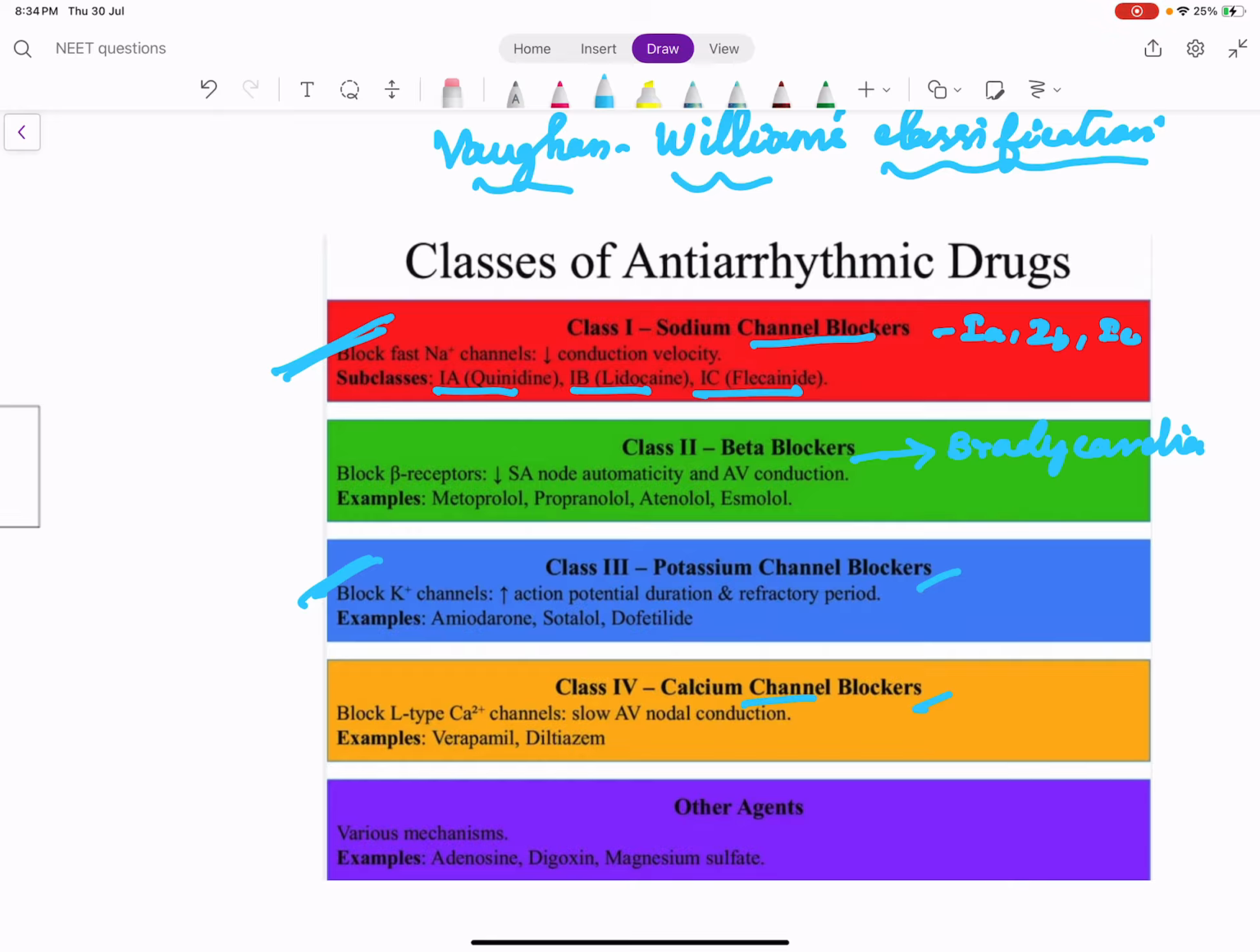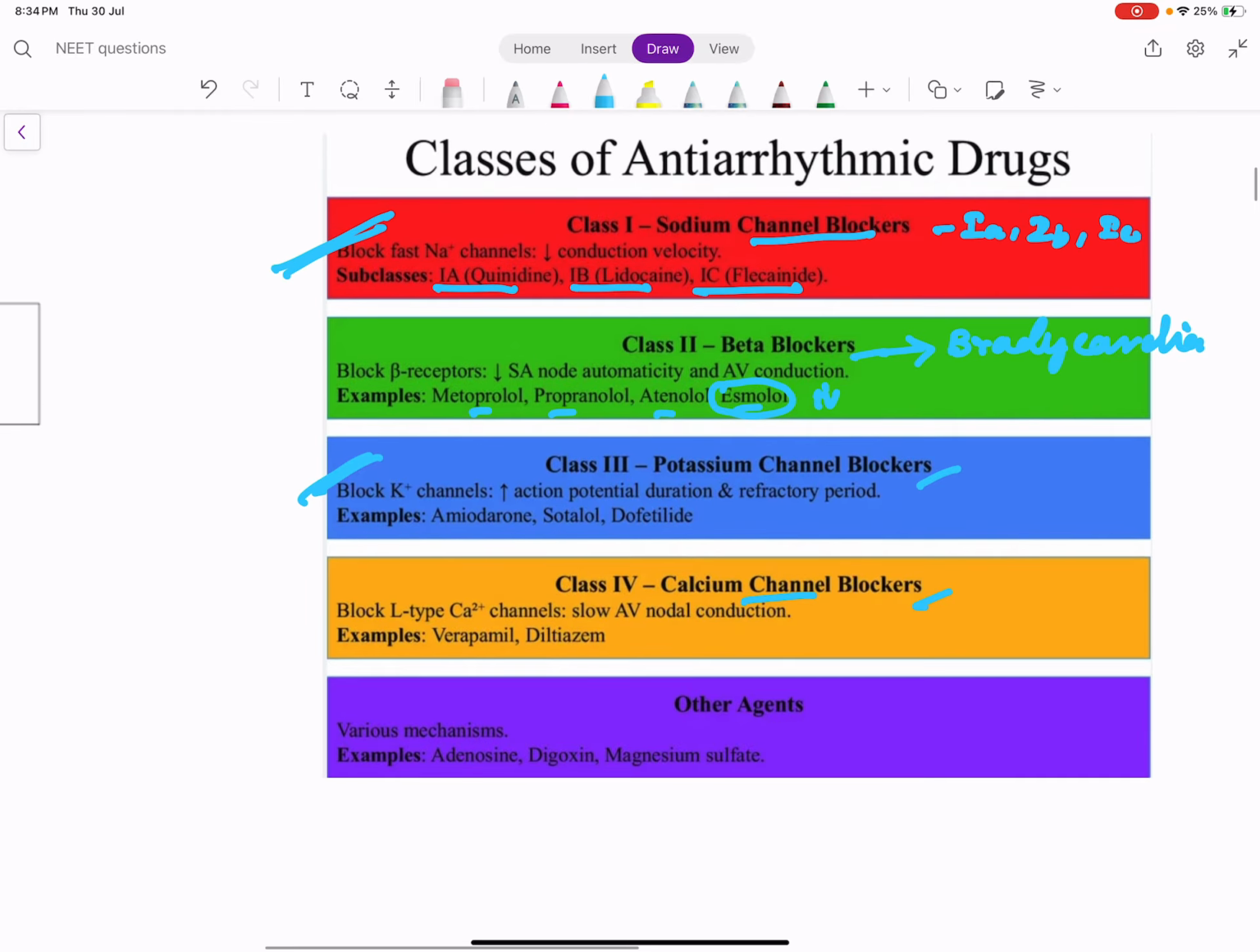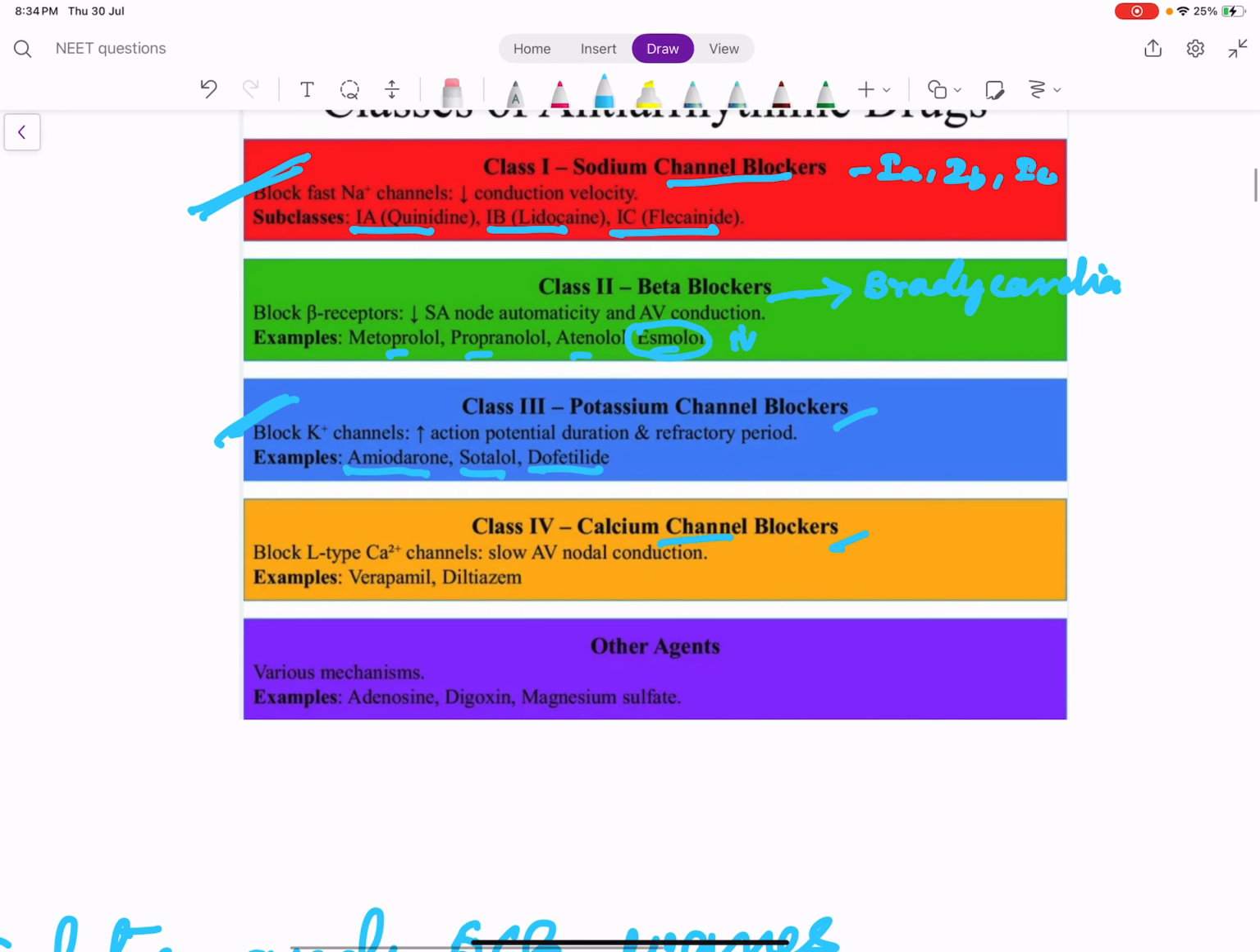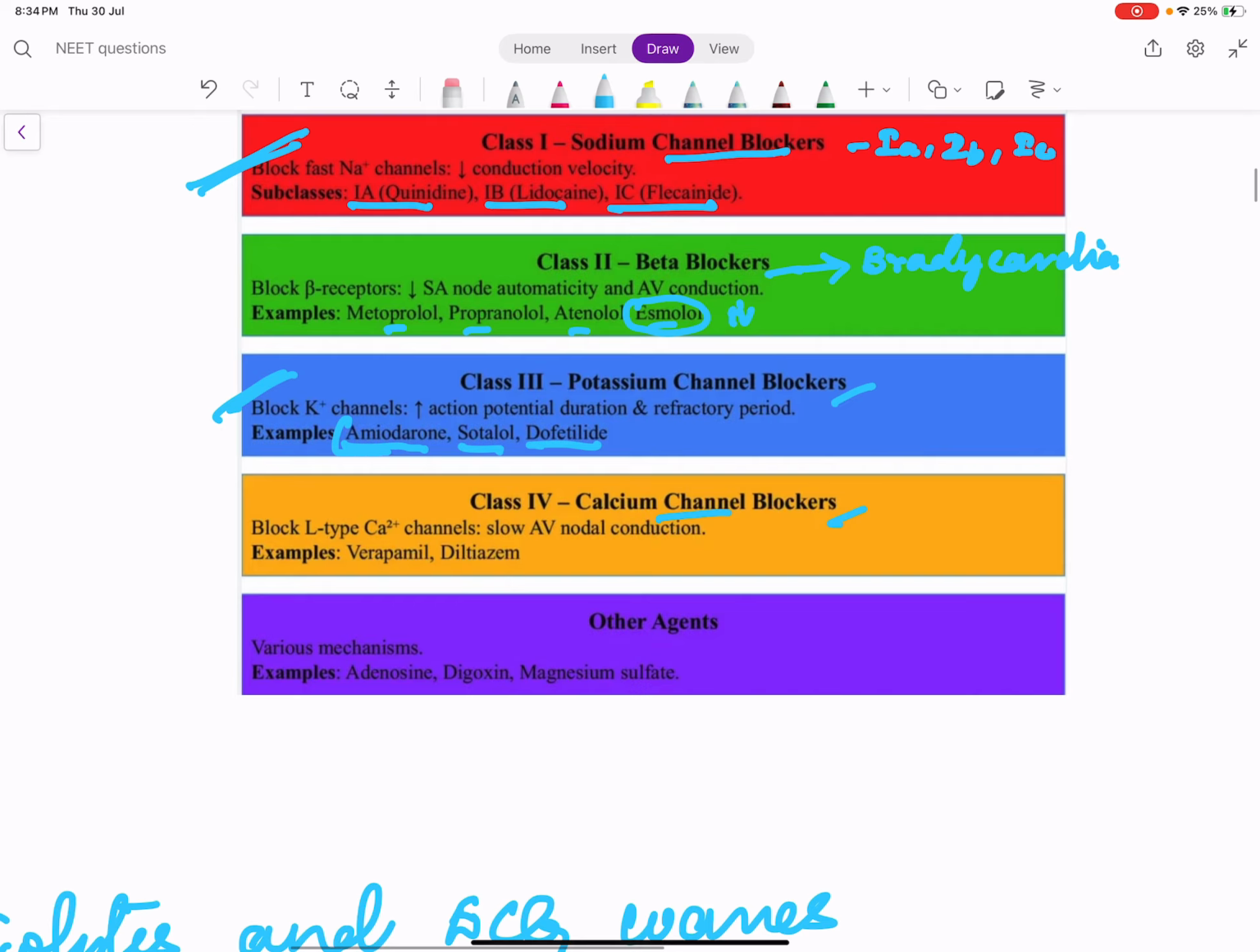So among the beta blockers, remember a few names: atenolol, esmolol. Esmolol is the IV beta blocker which is used in an emergency. It has a very short half-life. Class 3 is very important drugs. They are potassium channel blockers, so amiodarone, sotalol, dofetilide, etc. Amiodarone is an important drug because it has so many side effects. It is one drug which causes thyroiditis. Think of amiodarone-induced thyroiditis. It causes corneal opacities.